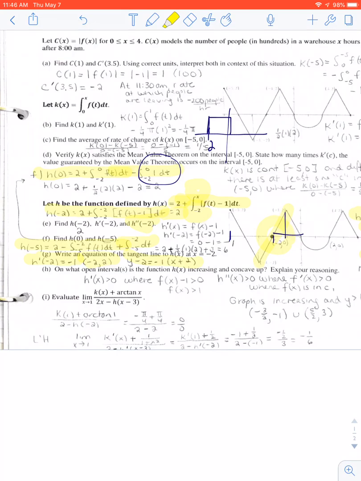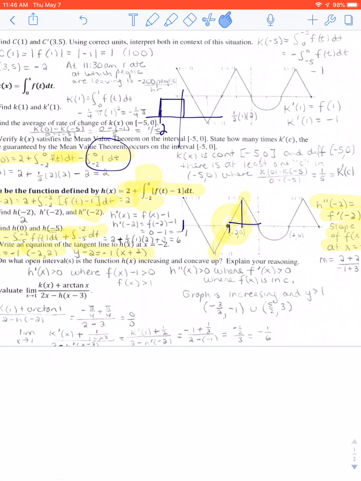So in what open interval is the function h of x increasing and concave up? Now, I liked what they did on their solution that I believe I posted because they used different colors. And they said h prime of x, when it's positive, is where h of x is increasing. So h prime of x is greater than 0, where f of x minus 1 is greater than 0, or the function's greater than 1. So you could go to the function graph, and everywhere where it's greater than 1, we could color those parts in.